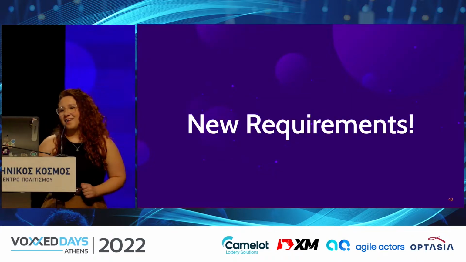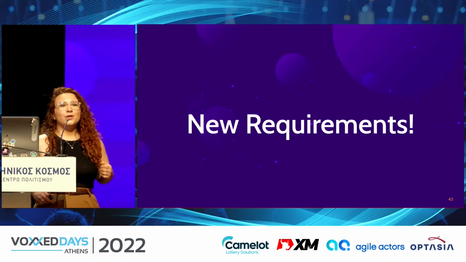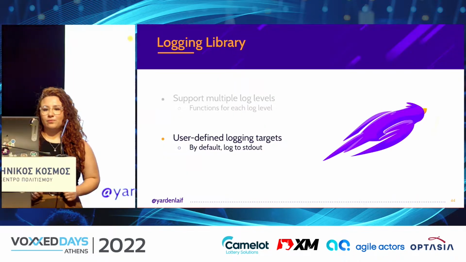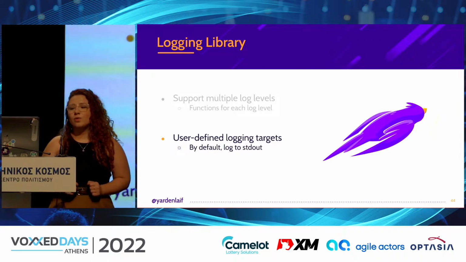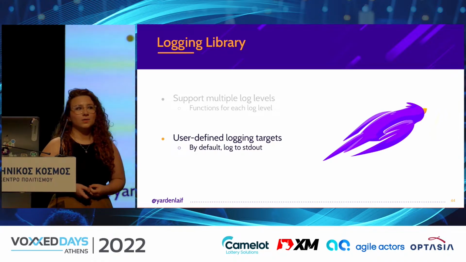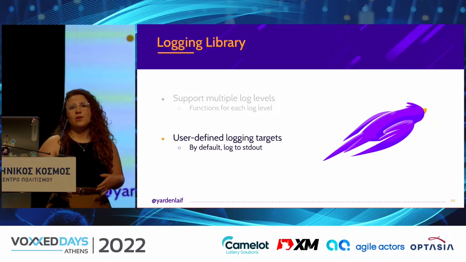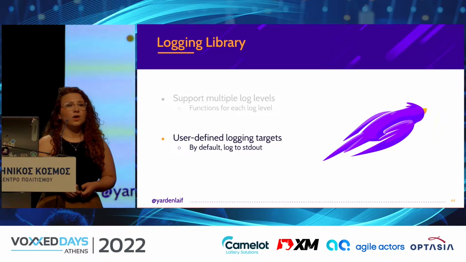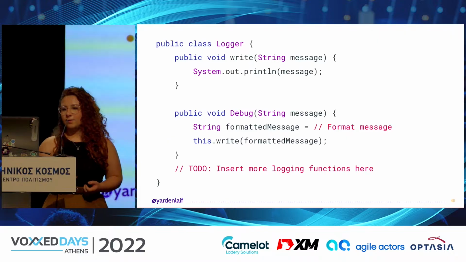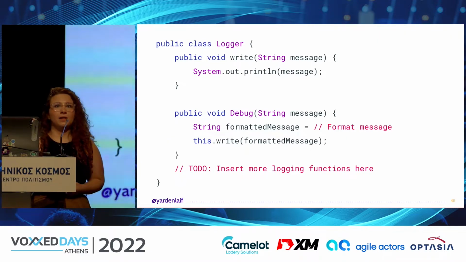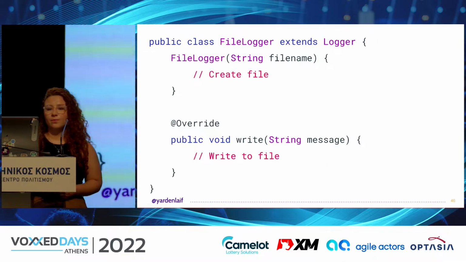We'll get into it. Now, let's say we have some new requirements for our logger. We don't just want to support multiple log levels. We also want user-defined logging targets. What does that mean? That means that by default, we will log to stdout, but if the user wants to log to, say, a file, we'll allow them to do so. So let's implement that in Java before we jump into Go.